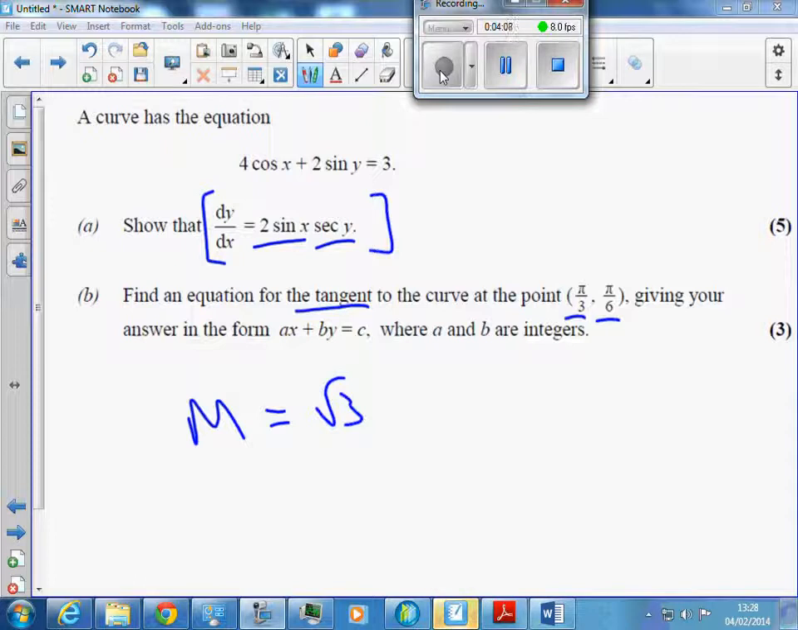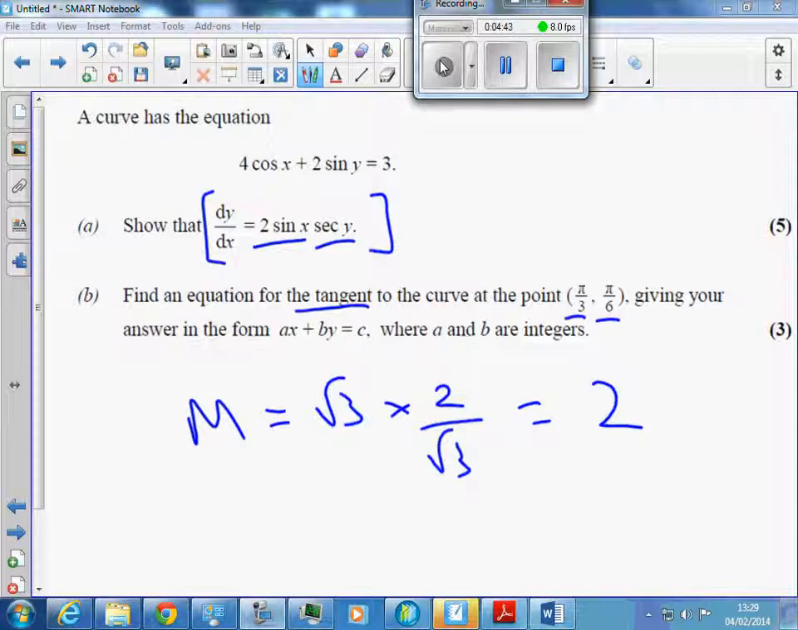Sec of pi by 6, again, you just times that. Well, cos of pi by 6 is root 3 over 2. But I'm timesing by sec, so it's timesing by 2 over root 3, because sec is the reciprocal. Okay, if you're stuck, you should be able to do this on your calculator. And the gradient is equal to 2.